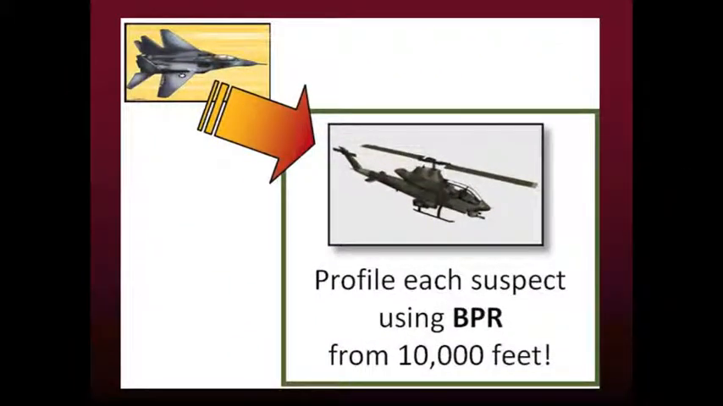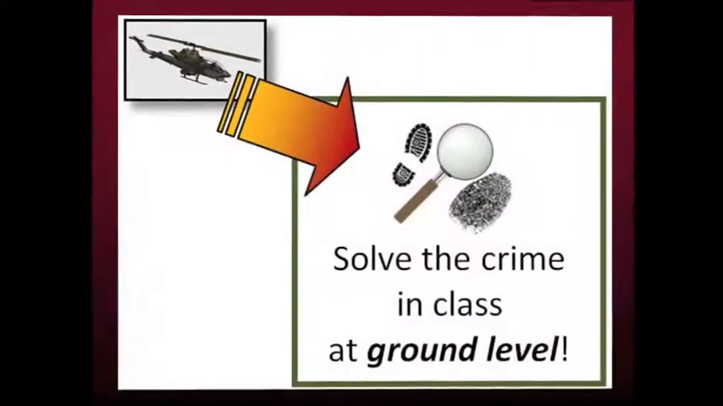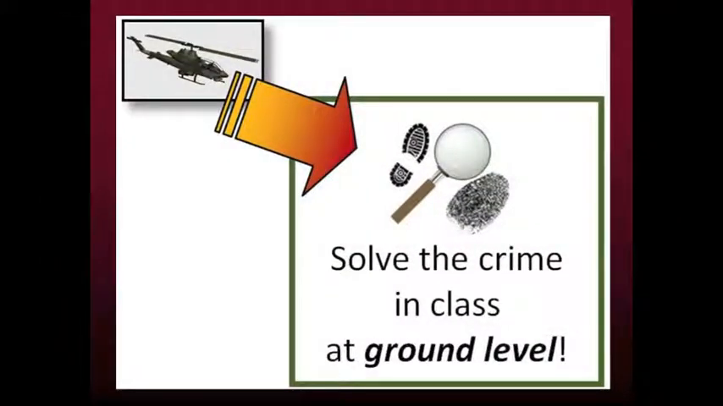Once you have a big picture view of the crime, you can move into 10,000 feet to profile each suspect using BPR. Finally, with clear profiles for each suspect, you are prepared to solve the crime in class at ground level. This is the CSI method for doing BPR.